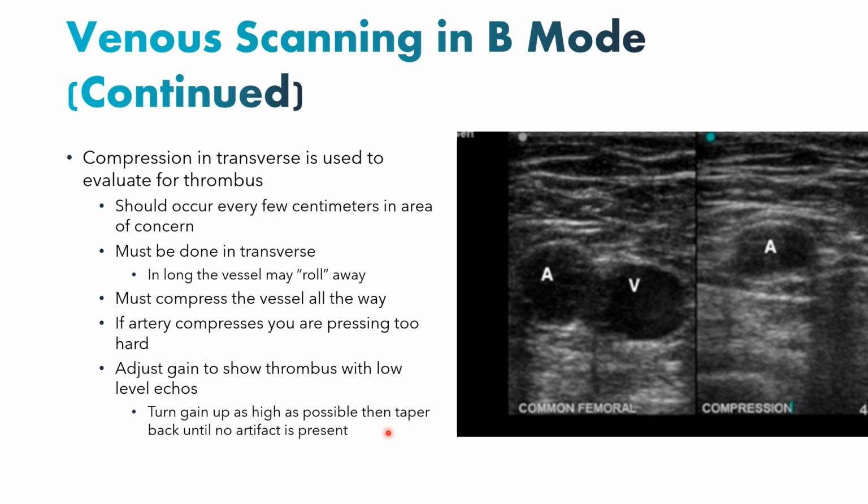One thing that can occur in veins is something called reverberation artifact, where you'll see lines, kind of U-shaped lines, coming down the vessel. That can be a little bit tricky in differentiating whether that is artifactual or if it's real. But if you turn on color in long, or even in transverse, and add color, if it fills in with color, then you would know it was just an artifact.